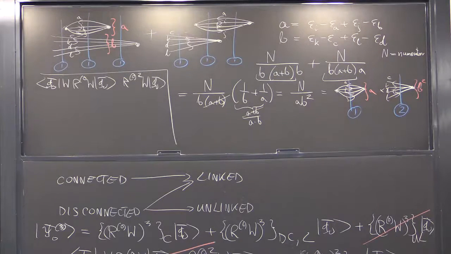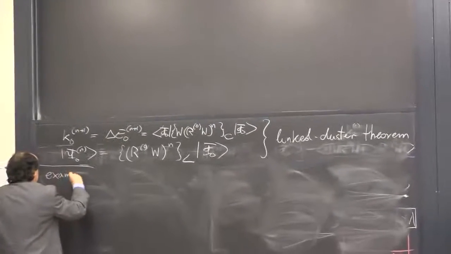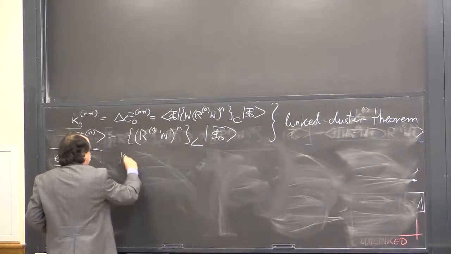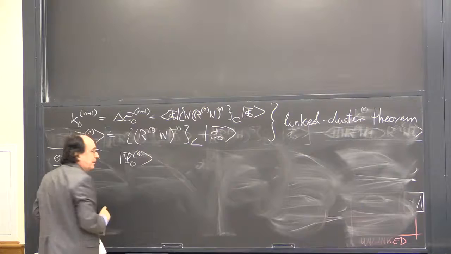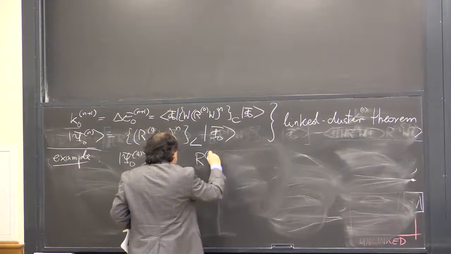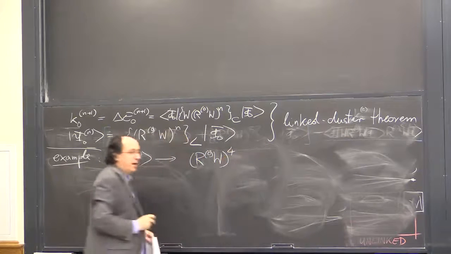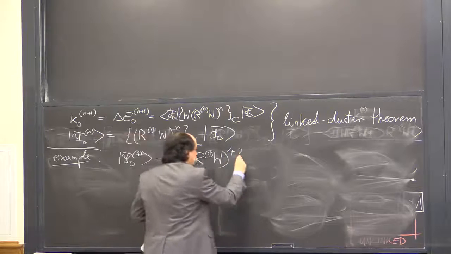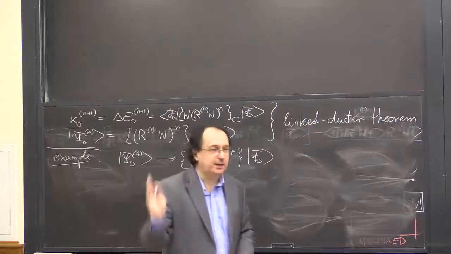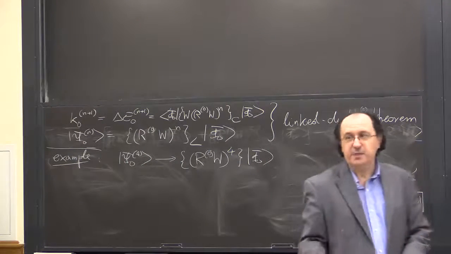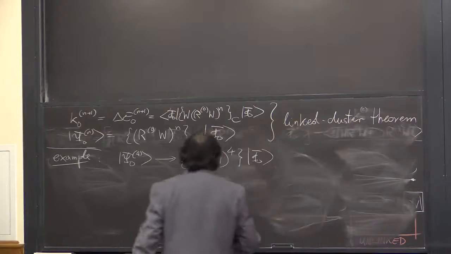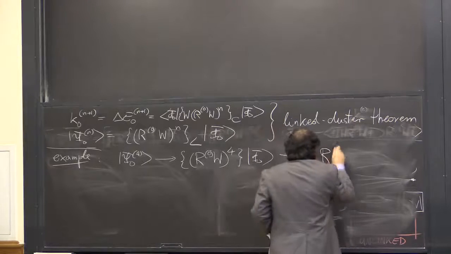So I will use, as our next example, the fourth order correction to the wave function, okay? And I will focus on the principal term of it, which is R0W to the fourth, okay? And I will not now consider all the connected diagrams and all the disconnected linked diagrams, because we anticipate now that the linked diagrams will survive. So I will simply look at the unlinked diagrams, okay?